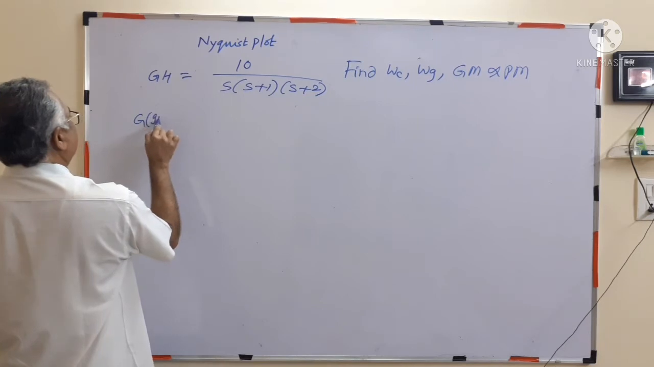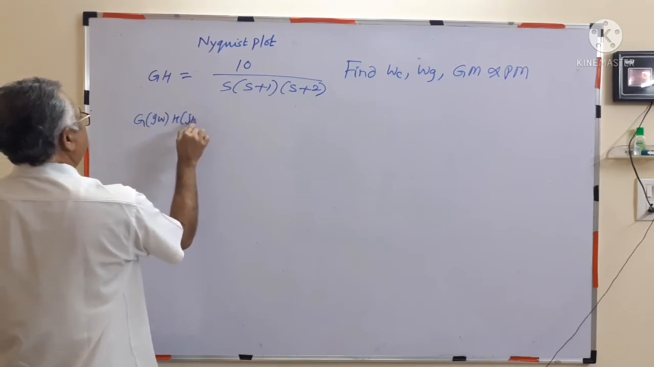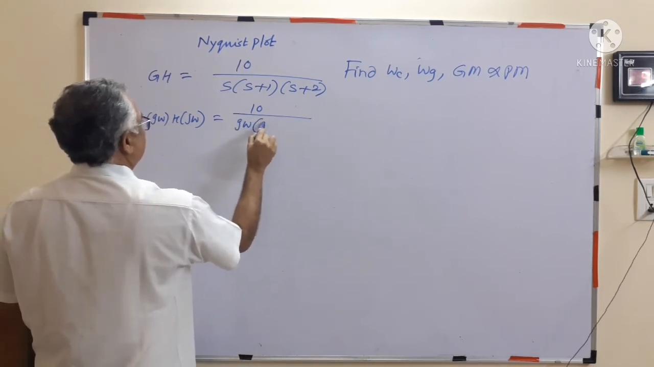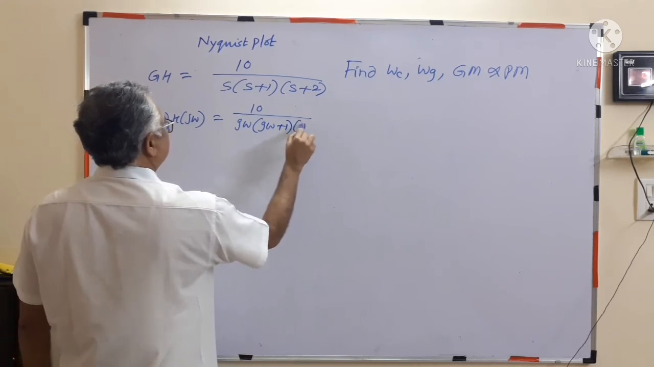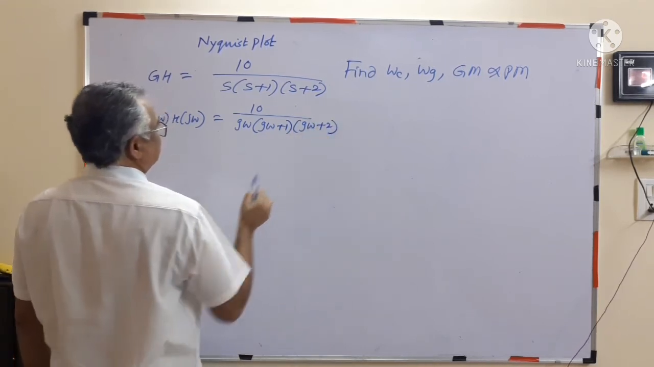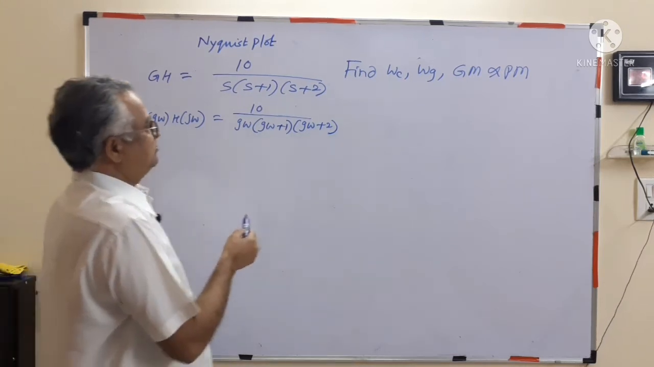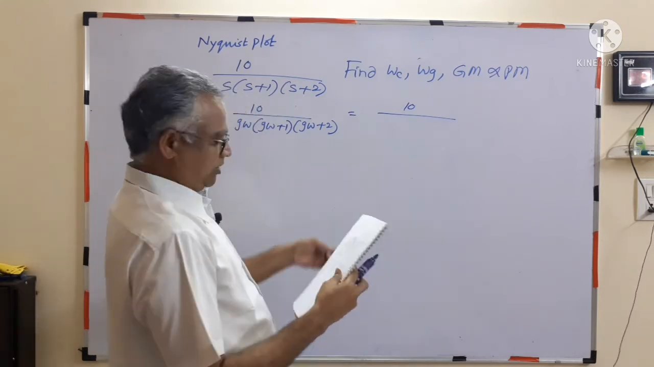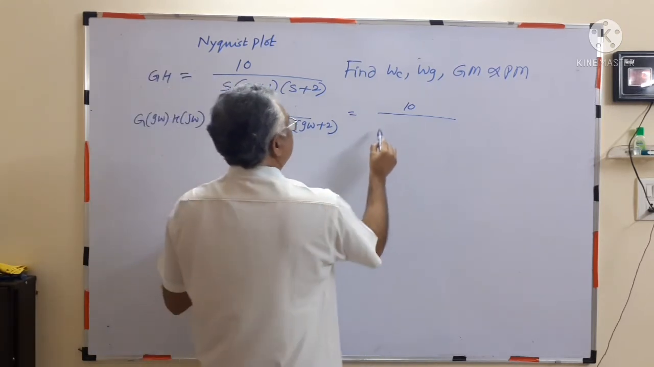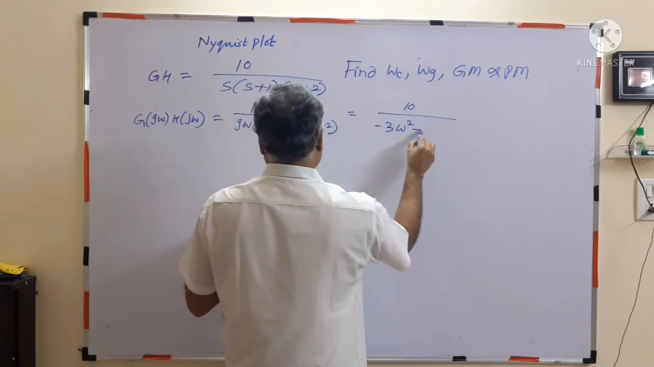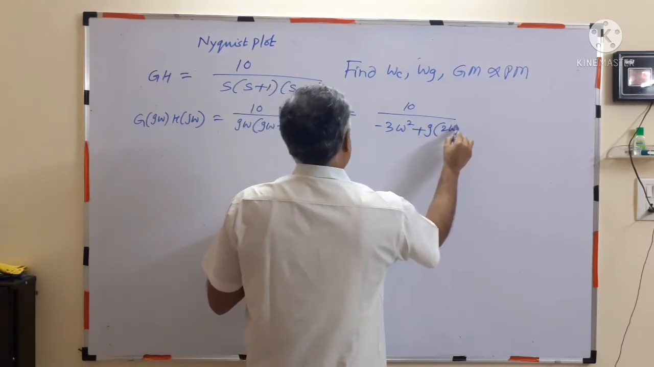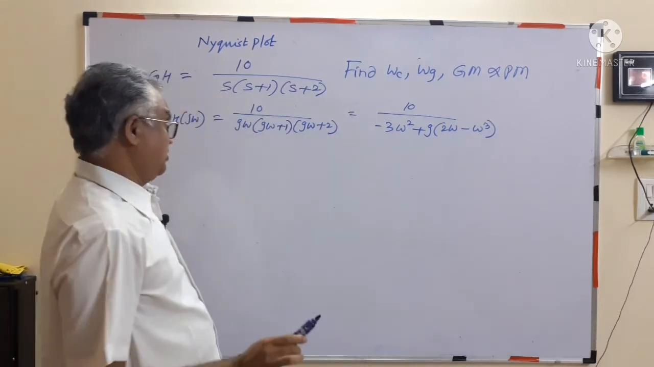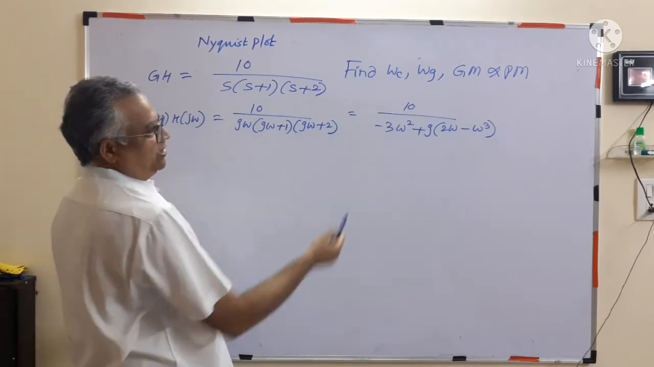Now G(j omega) H(j omega) equal to 10 by j omega into j omega plus 1, j omega plus 2. This is problem number 1. After multiplication, separate real and imaginary: minus 3 omega square plus j 2 omega minus omega cube. This problem is already solved, that is problem number 1. After multiplication, separate real and imaginary.